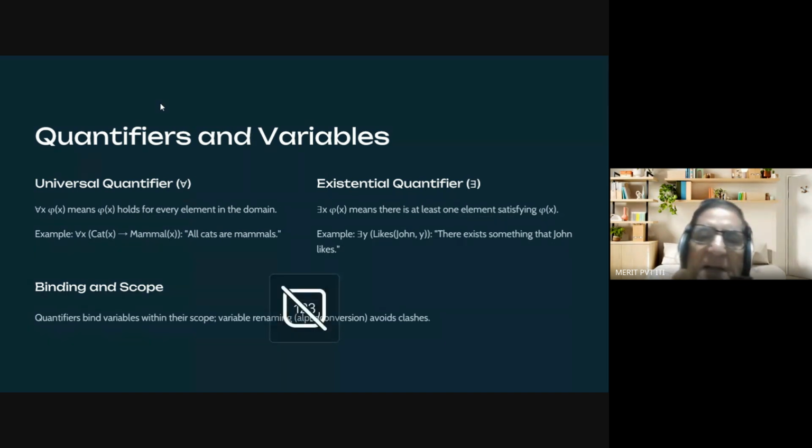Example, there exists y such that likes(John, y). There exists something that John likes. John likes y, which is one existential y, one y. Binding and scope: quantifiers bind variables within their scope. Variable renaming, alpha conversion, avoids clashes and all that. So that's the binding and scope of this.